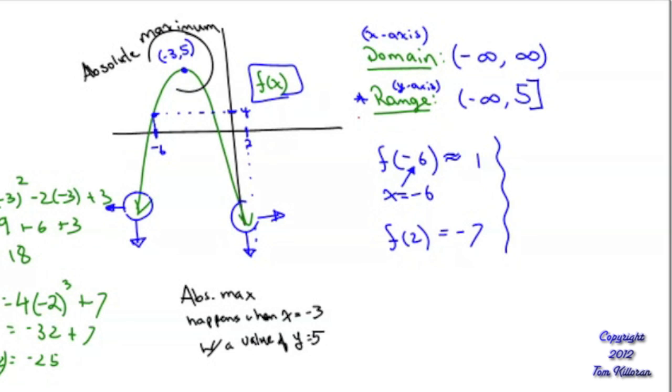How about f of -5? You go up 1, 2, it's going to be 3. It'd be exactly 3.